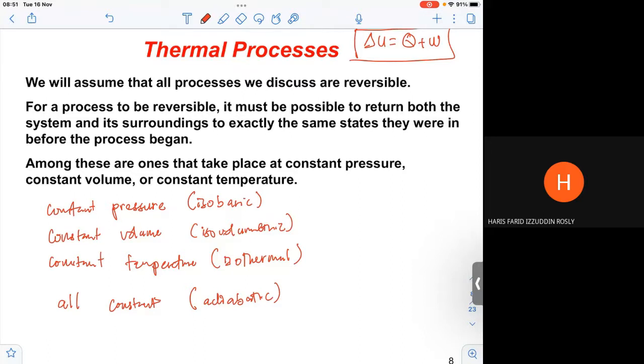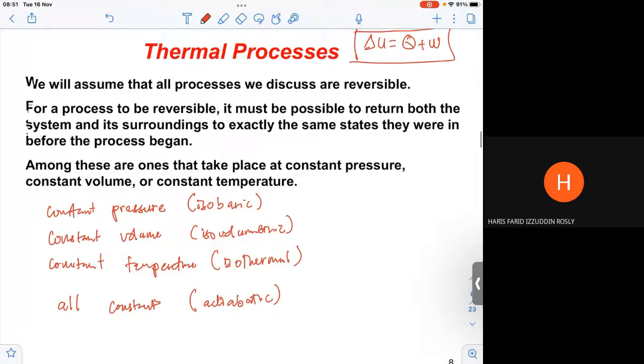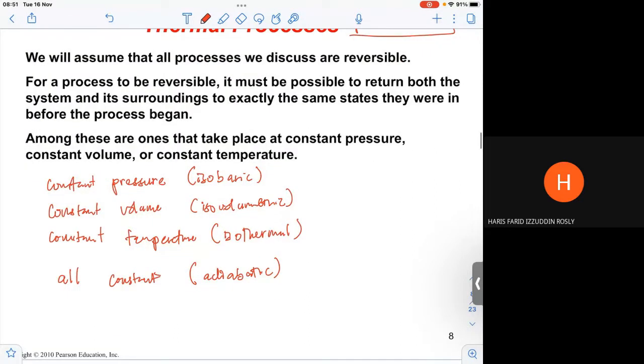And if you look carefully, constant volume means isovolumetric, because iso means constant and volumetric is volume. And the constant temperature means isothermal. Constant temperature, isothermal, and then everything constant is adiabatic.